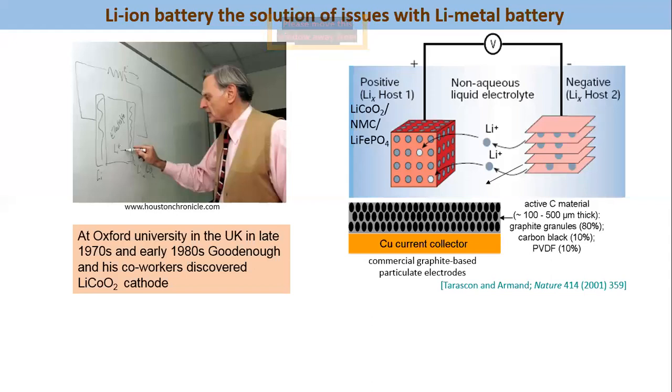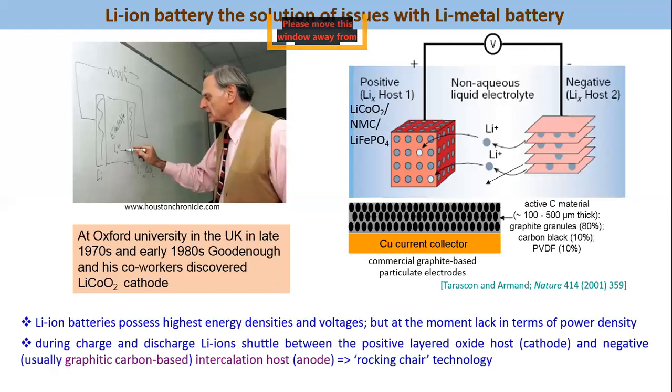On the anode side, the commonly used current collector is copper foil, whereas at the cathode side, aluminum foil is used as a current collector. The reason for using aluminum at the cathode side is that at higher potential copper gets oxidized, so we cannot use copper at the cathode side. In a lithium-ion battery, lithium ions shuttle between anode and cathode with the rocking chair technology.